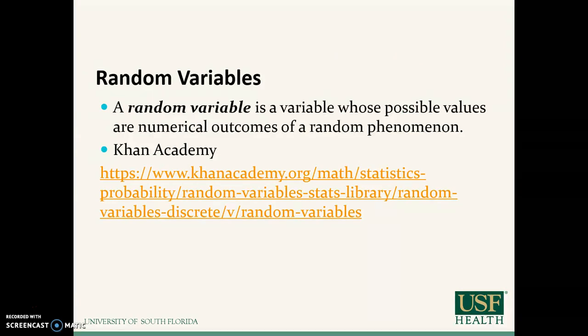A random variable is a variable whose possible values are numerical outcomes of a random phenomenon. That means a random variable is a measure of an underlying random process. It will take different values, and we cannot predict which value the variable will take. So we actually will assign probabilities to different possible values for this random variable.